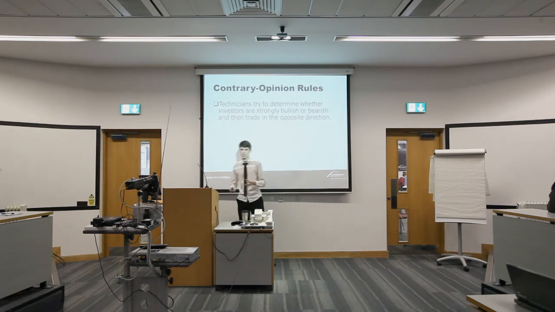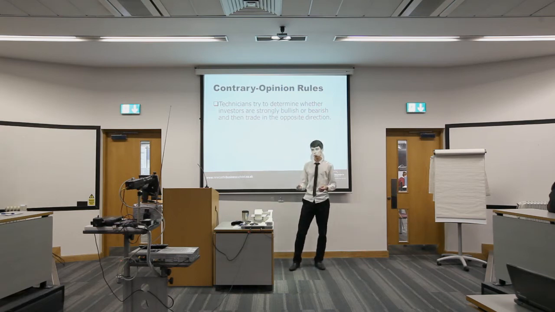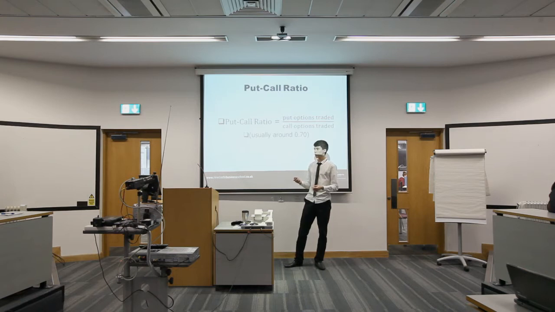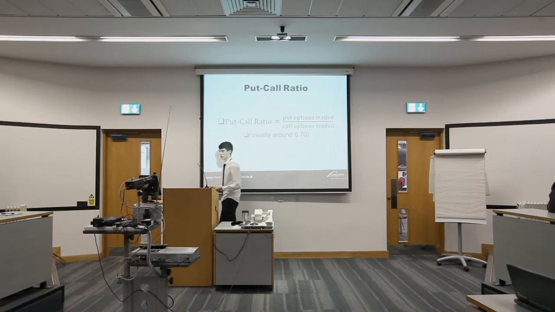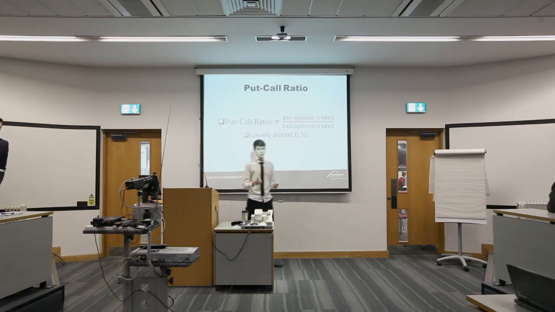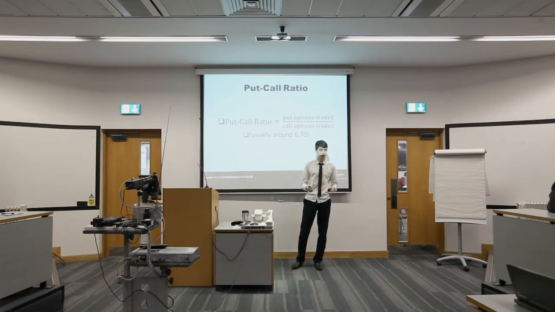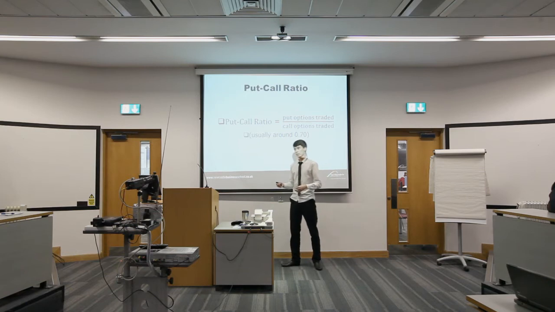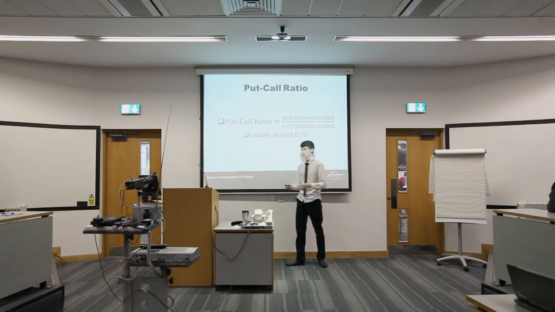There are several indexes used by contrary opinion investors, and I'll tell you about 3 of them. The first one is the put-call ratio. The put-call ratio is the number of put options traded divided by the number of call options traded in a given period. The average value of the put-call ratio is never 1.0 because investors prefer to buy more call options than put options. Hence the average of this ratio usually is 0.7.